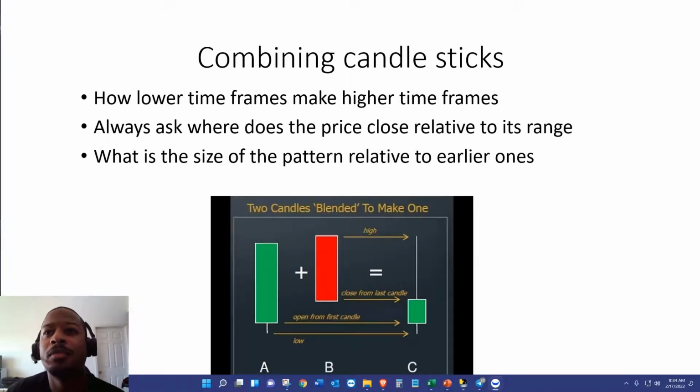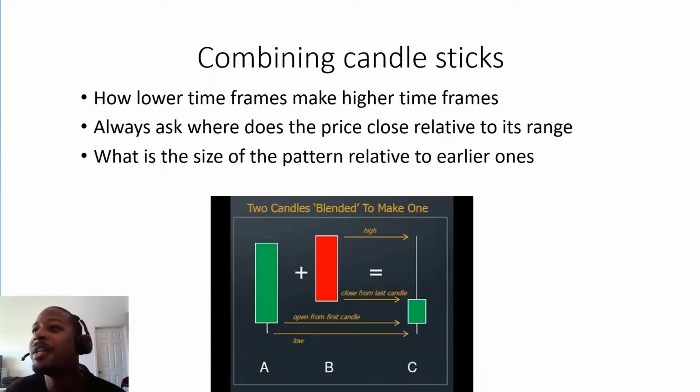I'm sorry, let me take a look at this trade here real quick. Man, it's at 63.